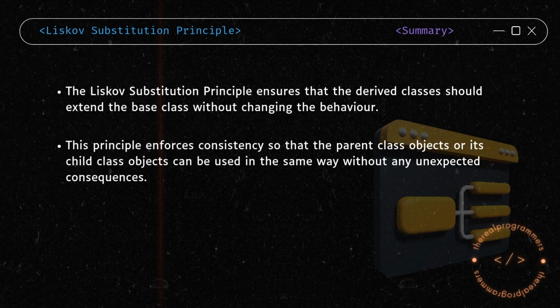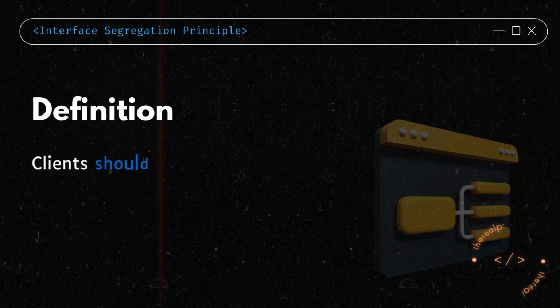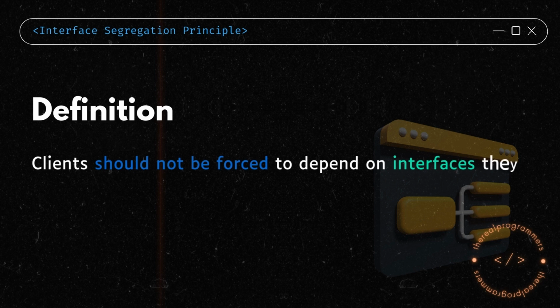Hope this was clear. Moving to the next principle, we have the interface segregation principle, or ISP in short. This principle states that clients should not be forced to depend on interfaces they do not use. Let's see a code example to understand this in more detail.